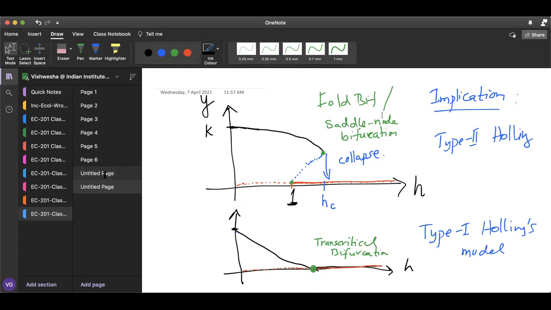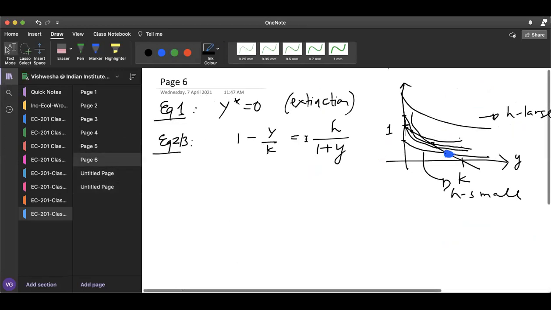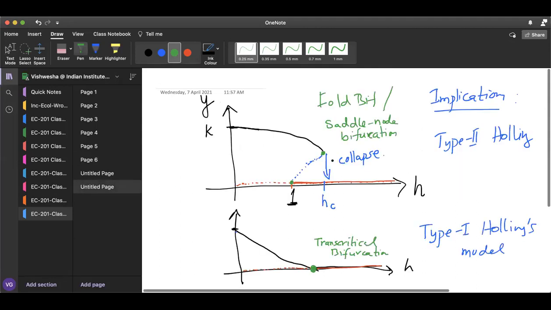For those who can stay, I want to complete one more thing because we're really short on time. I will now do this a bit more mathematically. We have found this structure, and let us say we want to find what is this hc. What is the value of hc? How do we find that?